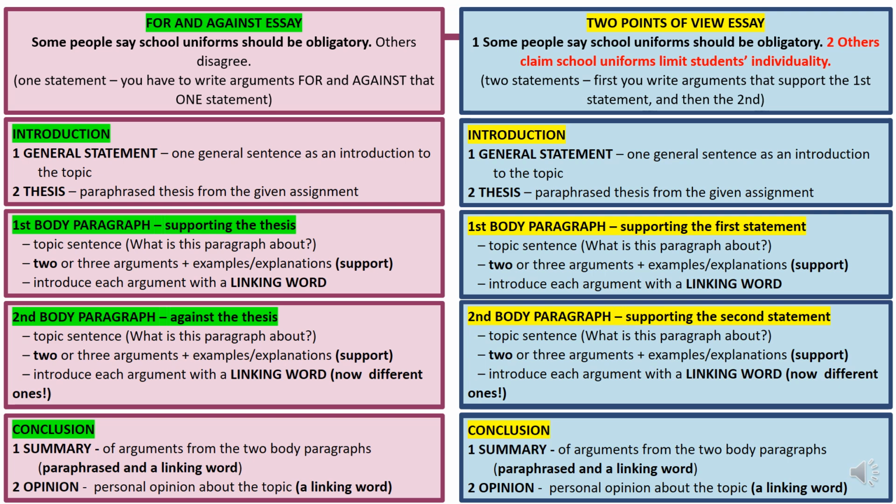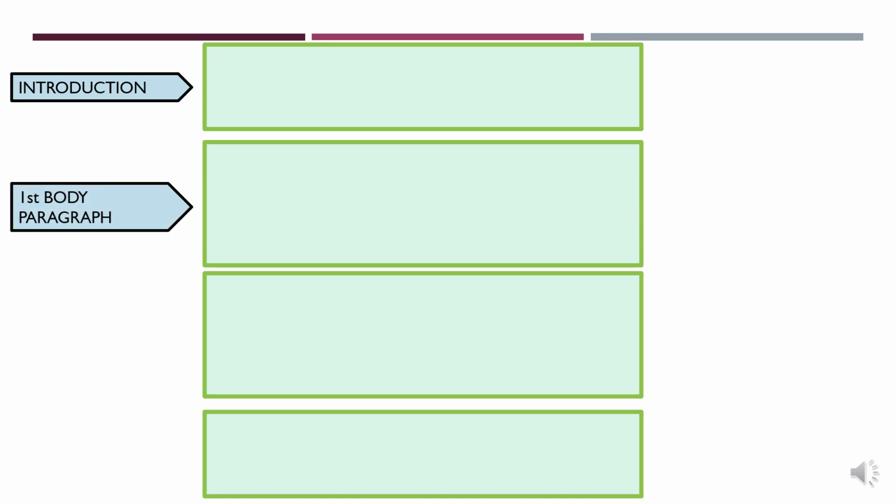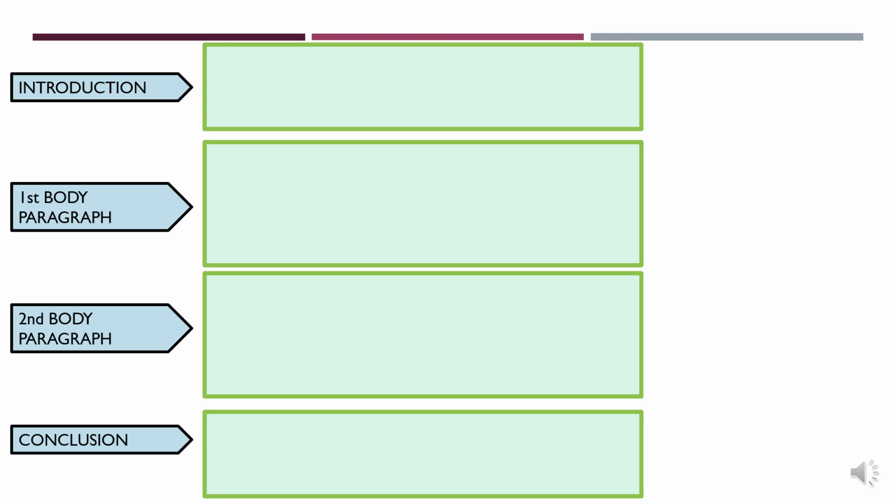So now we can go on and see which tips and tricks I have for you to write your essays on the English Matura exam better. Okay, so the green squares are your essay. The first paragraph is introduction, the second is first body paragraph, the third is second body paragraph, and the fourth is conclusion. So these are 4 paragraphs.